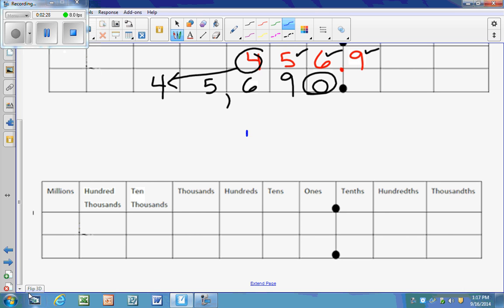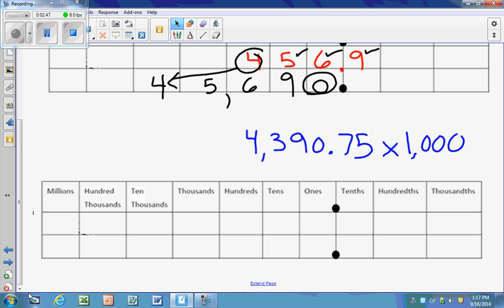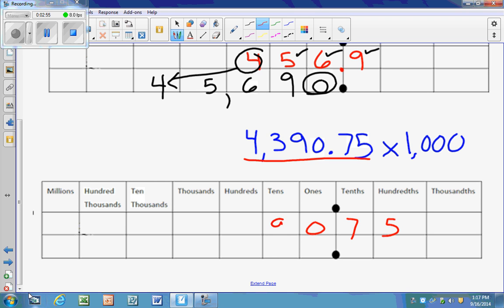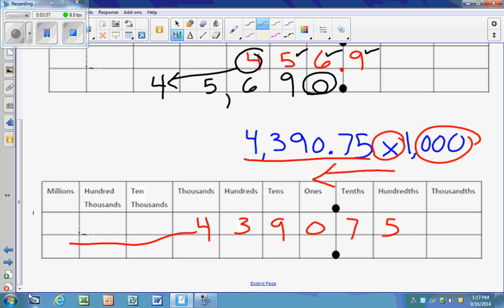Another example would be if we had 4,390 and 75 hundredths multiplied by 1,000. So in this case again, we fill in the first number into our place value chart. It tells us we're multiplying, so I know I'm moving left. I have 3 zeros in the 1,000, so I know I'm moving 3 spots. So I take my 4 and move 1, 2, 3 spots. So I now have the 4, the 3, the 9, the 0, the 7, and the 5. And once again, I need a place value holder. So I can write my new number, and my answer would be 4,390,750.